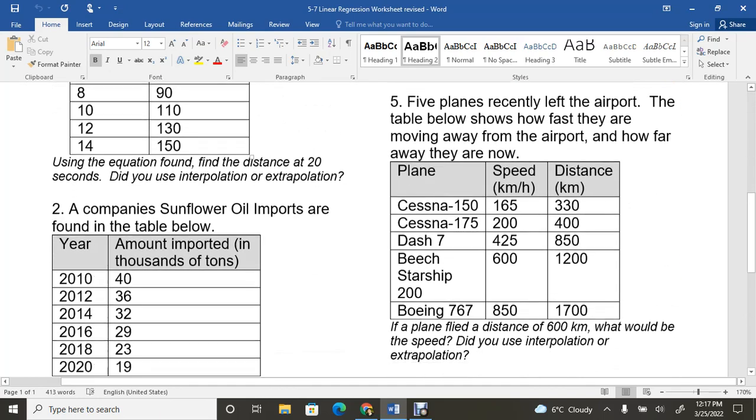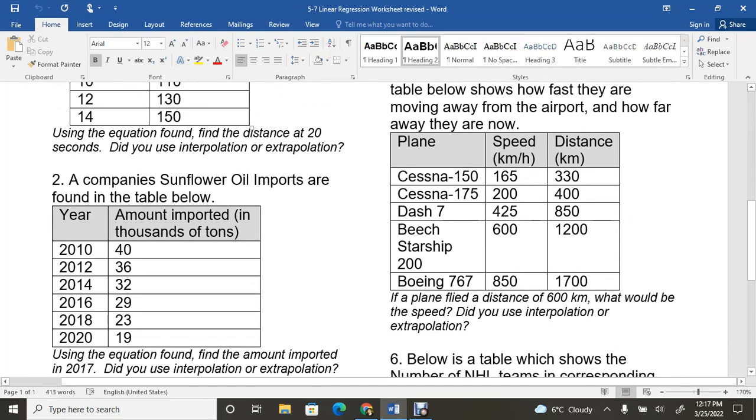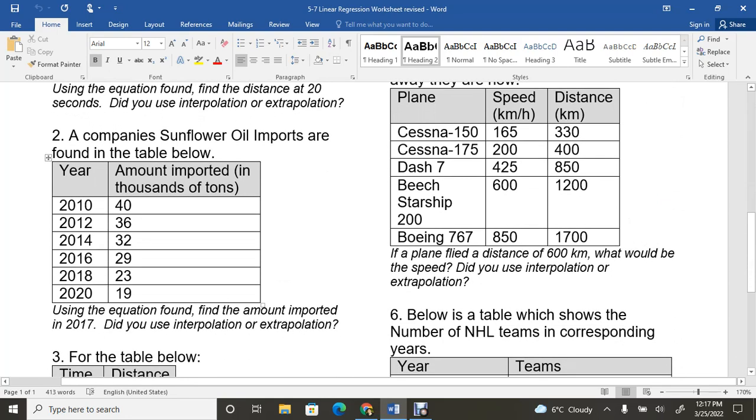Okay, let's now do question 2. A company's sunflower oil imports are found in this table below. We're going to plot this and find the equation of best fit. Then using that equation, we're going to figure out the amount in 2017. So we're actually going to use interpolation between these 2 years. We're going to figure out what the value is, somewhere between 23 and 29.